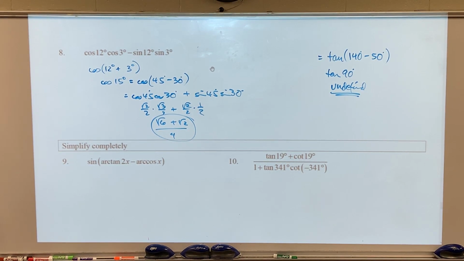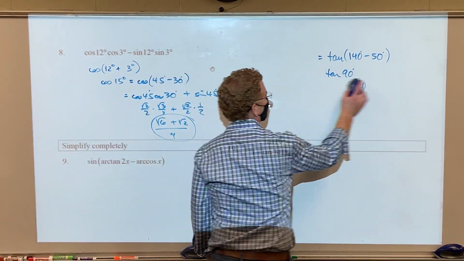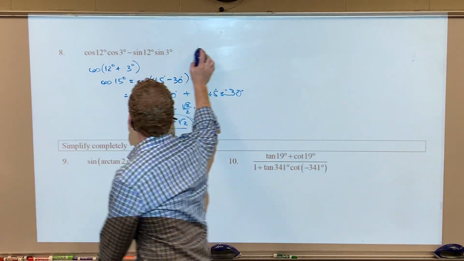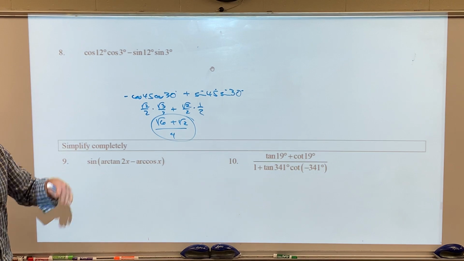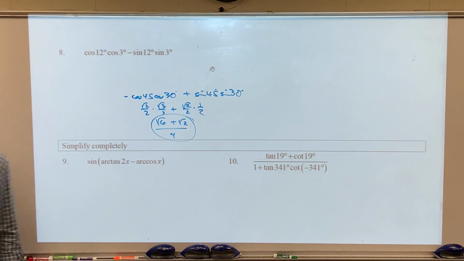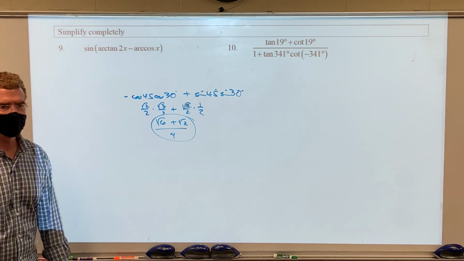Got 2 minutes. I'm going to let you play around with number 10, but I'm going to show you number 9. I'm going to get you started on it. This was actually one of the ones that was on your last test that I omitted. Check this out. Now you got to think for a second. At first glance, you're like, what the heck? This is awful.